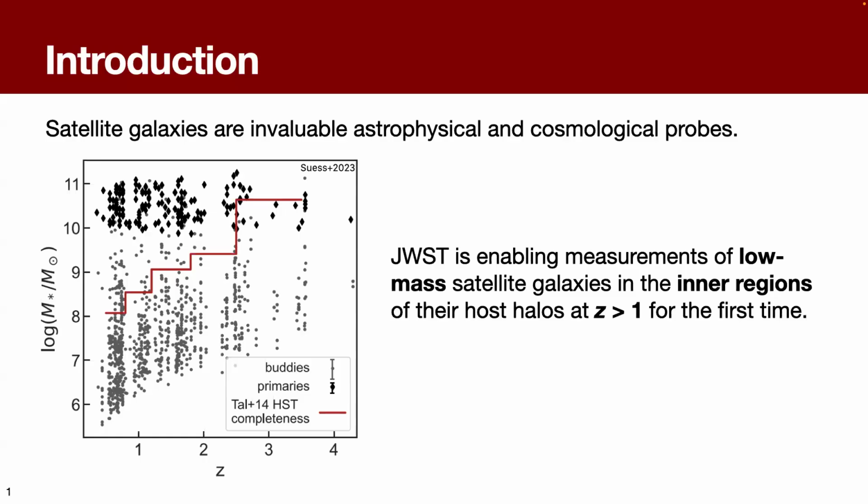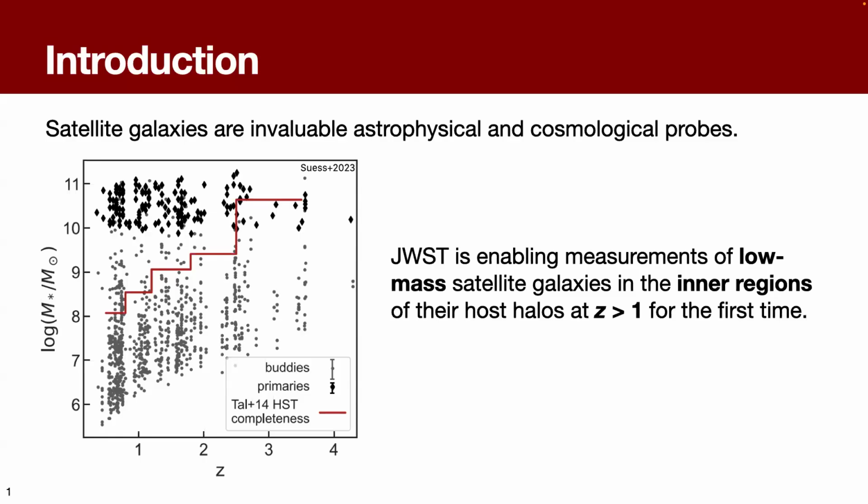So the plot that I'm showing on the side here, which I shamelessly screenshotted from Ren's 2023 paper, is just showing the stellar mass and redshift distribution of a bunch of these JWST identified satellites. So those are all the little gray dots. And overplotted is the HST mass completeness limit in the solid red line of the same field. And so what you can see is that the vast majority of these new JWST observed systems fall well below the HST mass completeness thresholds.